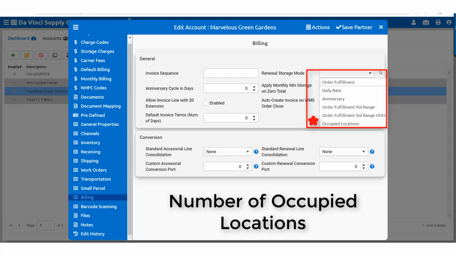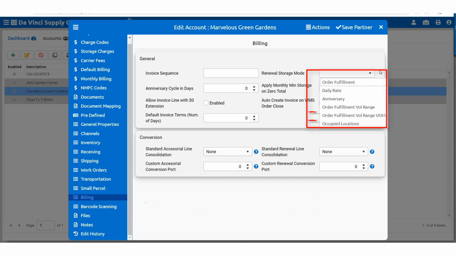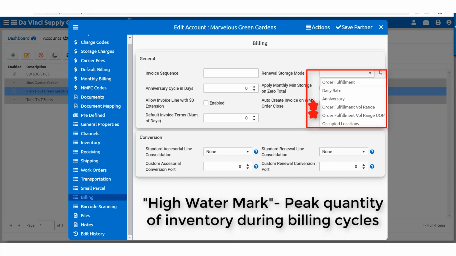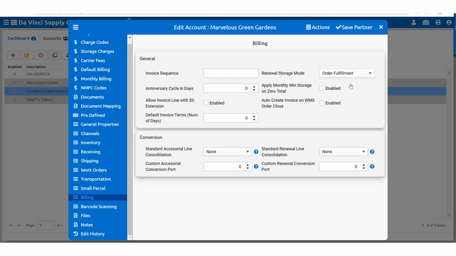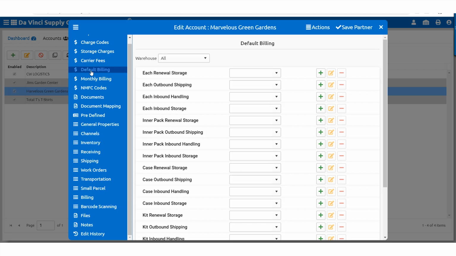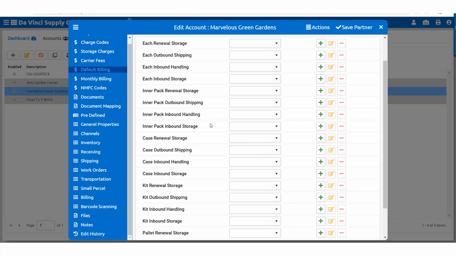Next, we have the number of occupied locations. And lastly, we have the high water mark, which is the peak quantity of inventory during a billing cycle. After selecting the calculation mode you wish to use for renewal storage, you will need to determine if you will calculate quantity based on cube, weight, or unit of measurement based on piece, inner pack, case, or pallet. Vinci actually supports a mix. You can build different rates based on the unit of measurement, cube, or weight.